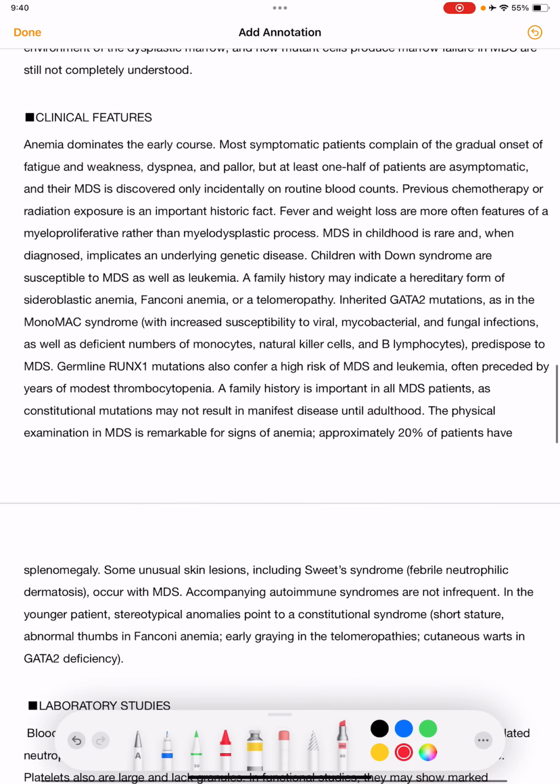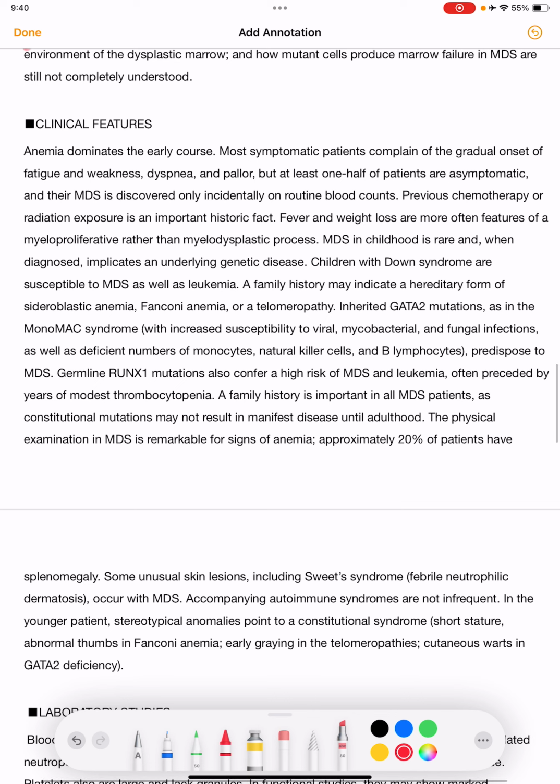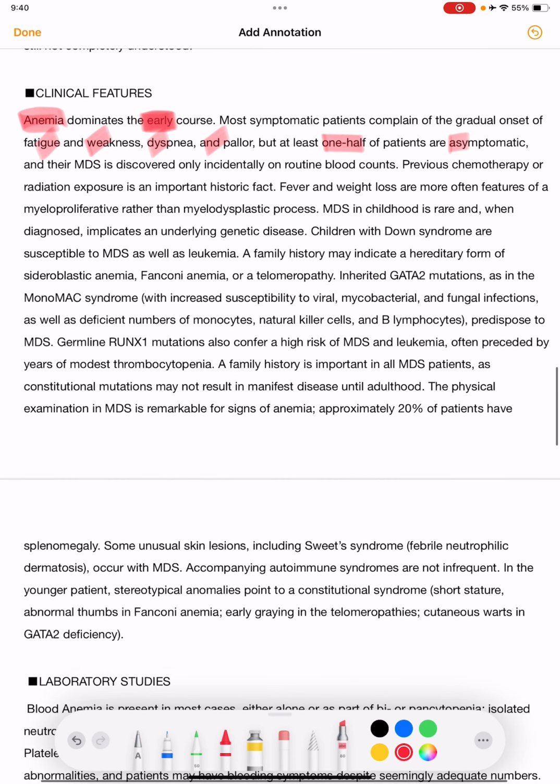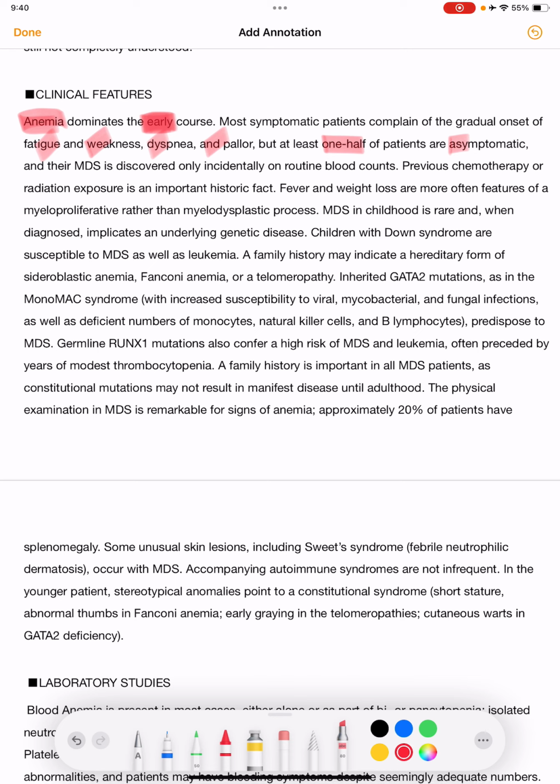Then, going to the clinical features of MDS. First, refractory anemia: anemia dominates the early course. Most symptomatic patients complain of fatigue, weakness, dyspnea and pallor because of anemia, but at least one half of the patients are asymptomatic and their MDS is discovered only incidentally on routine blood counts.